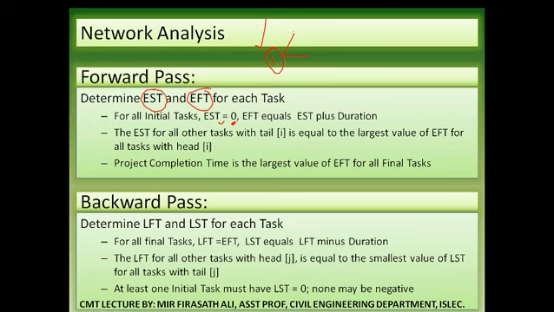And EFT, when the network diagram gets completed, suppose the network diagram is completing at event 6, so EFT is nothing but the total project duration time. What is EFT? EFT equals EST plus duration. EST for all other tasks with tail I is equal to the largest value of EFT for all tasks with head I. This I will explain in the application problem.